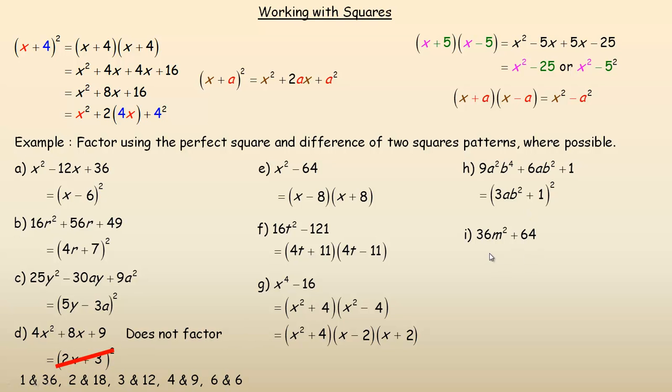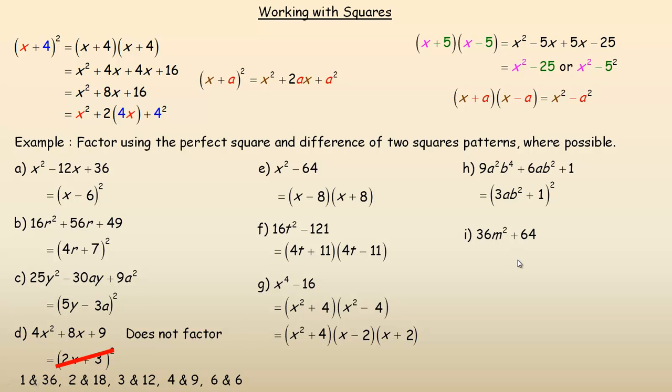Now in I here, this is a 2-term binomial again, so maybe the difference of 2 squares. That's a perfect square, and so is that, but you see it's the sum. The sum of 2 squares doesn't factor. Okay, not according to this. But there is a little bit of factoring you can do here.